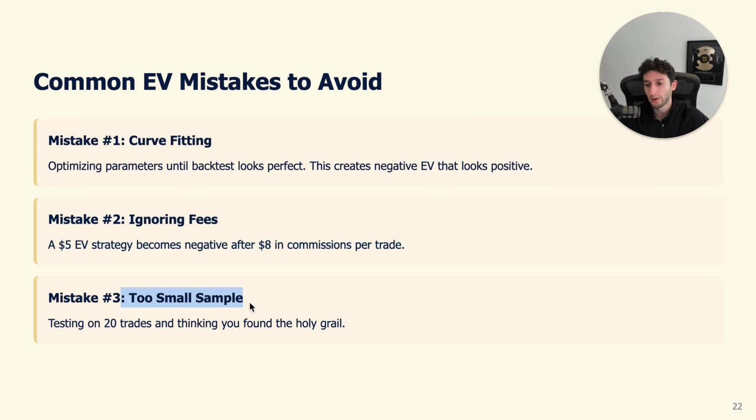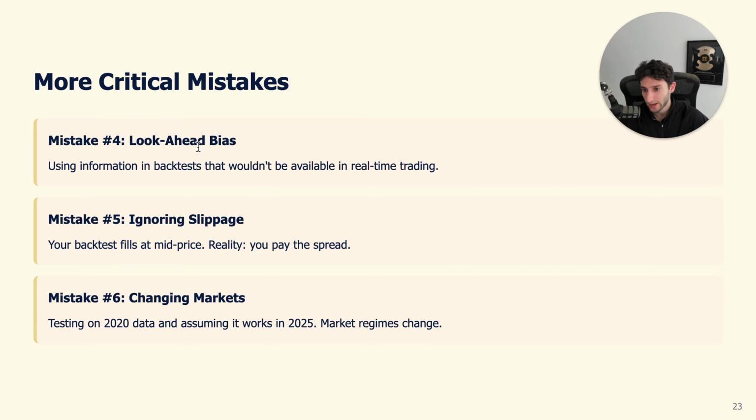And then number 3, small samples. This is the most important one. If you're testing just 30, 40, 50 trades, it's not enough. You need hundreds of trades, if not thousands, to get a true sense of what your EV is going to look like. Now, more mistakes: look ahead bias.